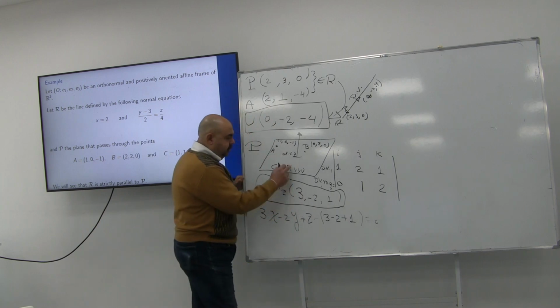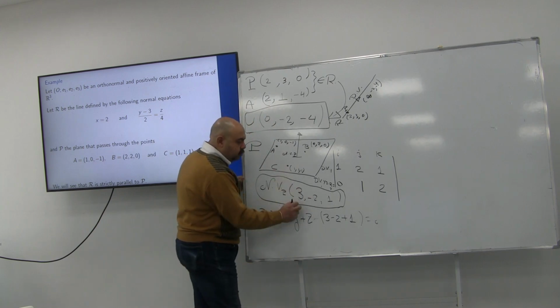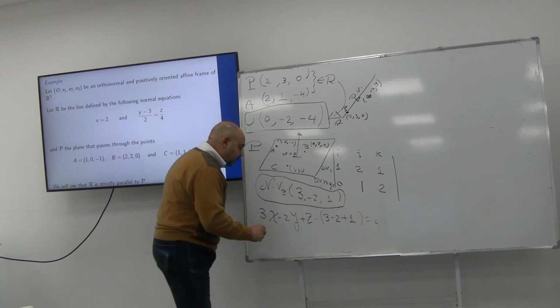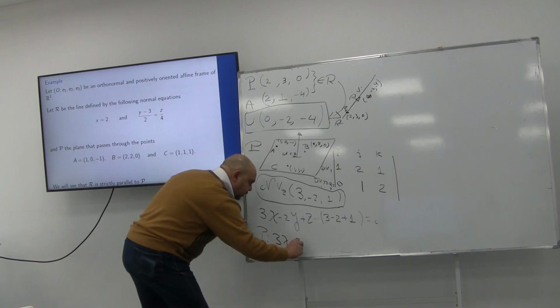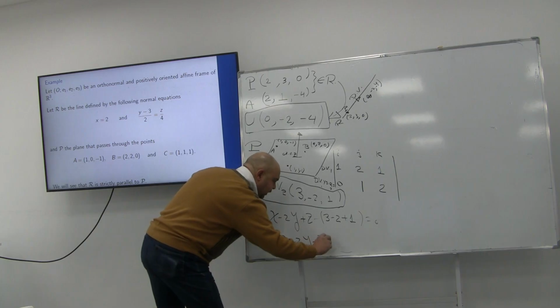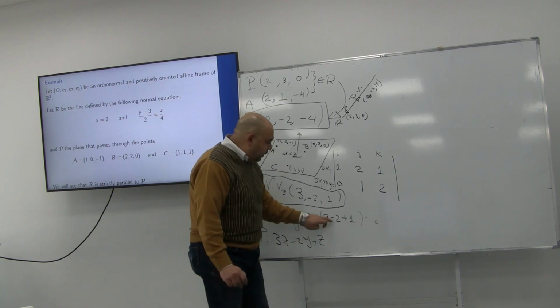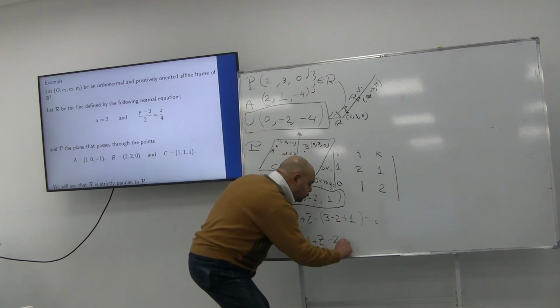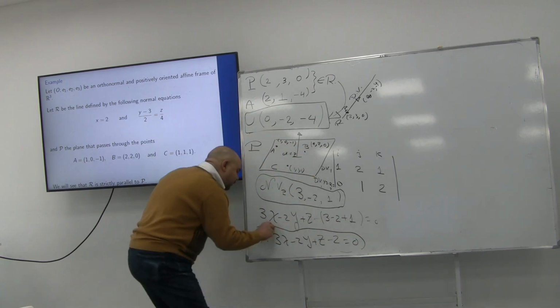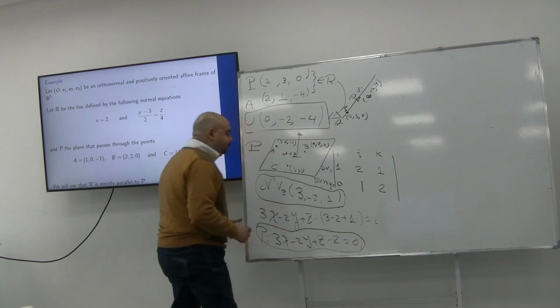So once more, 3 times 1, negative 2 times 1, 1 times 1 equal to 1. And now the P equation is 3x minus 2y plus z. Then I will have 3 minus 2, so it's going to be 1 plus 1, so it's going to be negative 2 equal to 0, and that's the equation of the line.